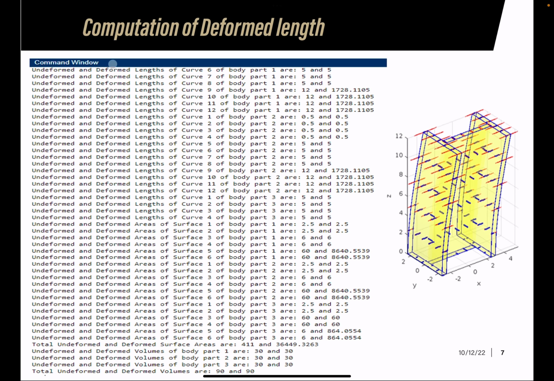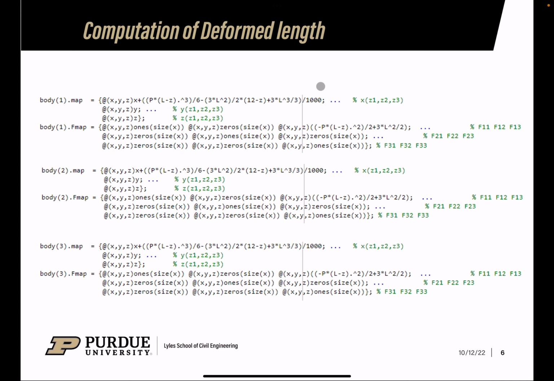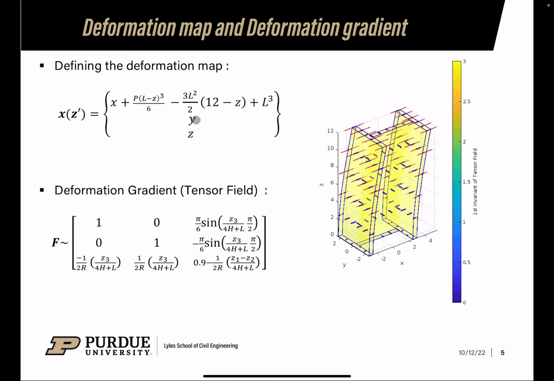Now, coding that, I get the deformed and undeformed lengths, deformed and undeformed areas, and deformed and undeformed volumes of the body. And as you can see, the deformed and undeformed areas and lengths are mostly the same for some surfaces and curves, because the deformation gradient is constant in y and z, and it's only changing along x, and that too with respect to height, that is z.